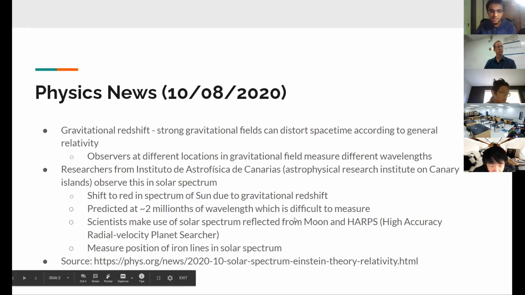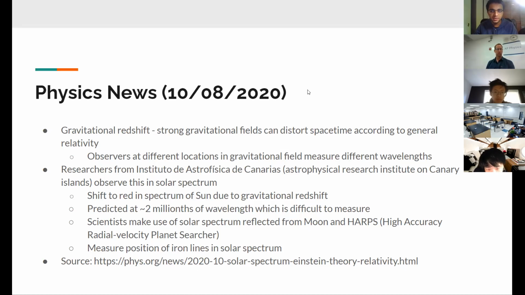So the scientists used the solar spectrum reflected from the moon, and they used something called HARPS, the High Accuracy Radial velocity Planet Searcher. They were able to measure the position of iron lines in the solar spectrum according to gravitational redshift. You can learn more about this at the source over here, which you can see when we release the presentation.